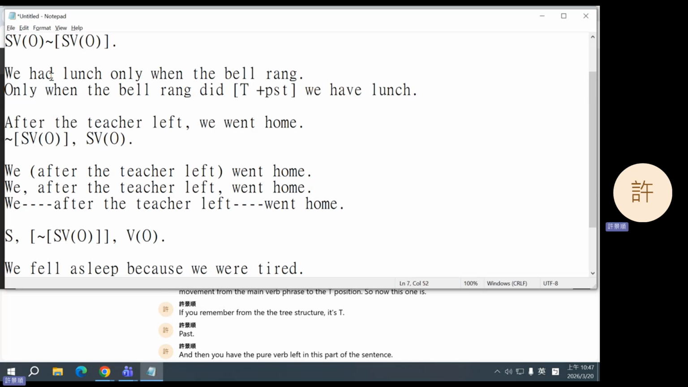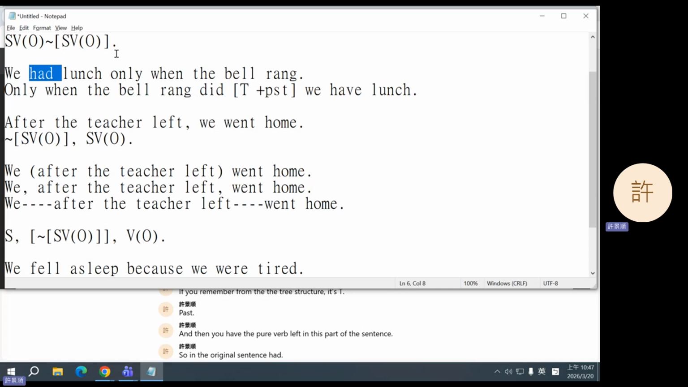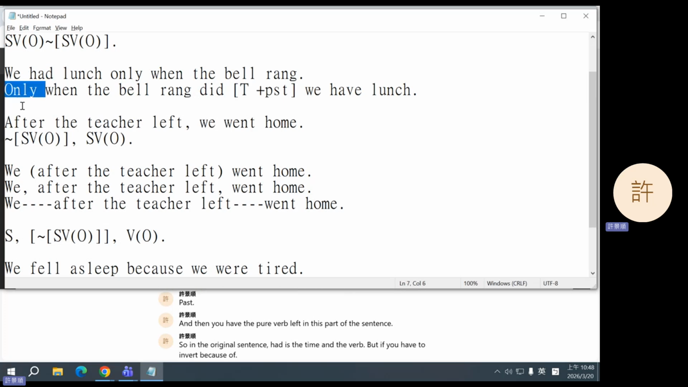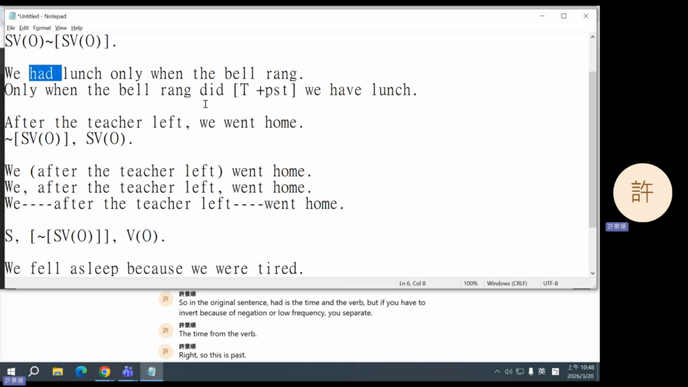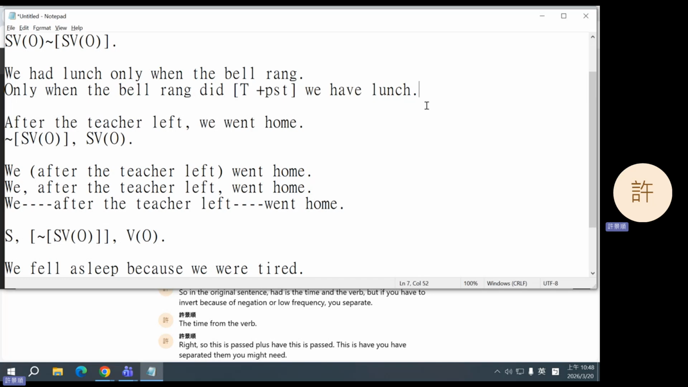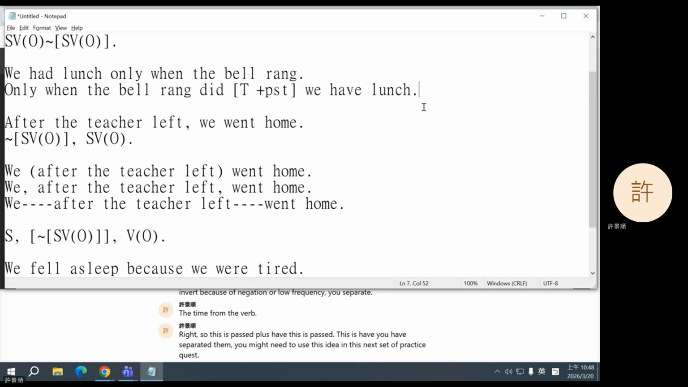So in the original sentence, had is the time and the verb. But if you have to invert because of negation or low frequency, you separate the time from the verb. Right? So this is past plus have. This is past. This is have. You have separated them. You might need to use this idea in this next set of practice questions.